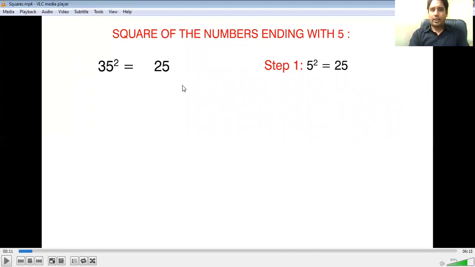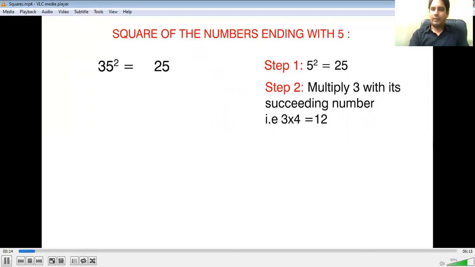Now for the remaining digits, look at the number which is before 5. In this case, 3 is before 5. So we'll multiply 3 with its succeeding number, which is 4. So step 2, 3 multiplied with 4 is 12. We'll place 12 before 25, so the result becomes 1225. Again I repeat, 5 square is 25, 3 into 4 is 12. Hence our result is 1225.